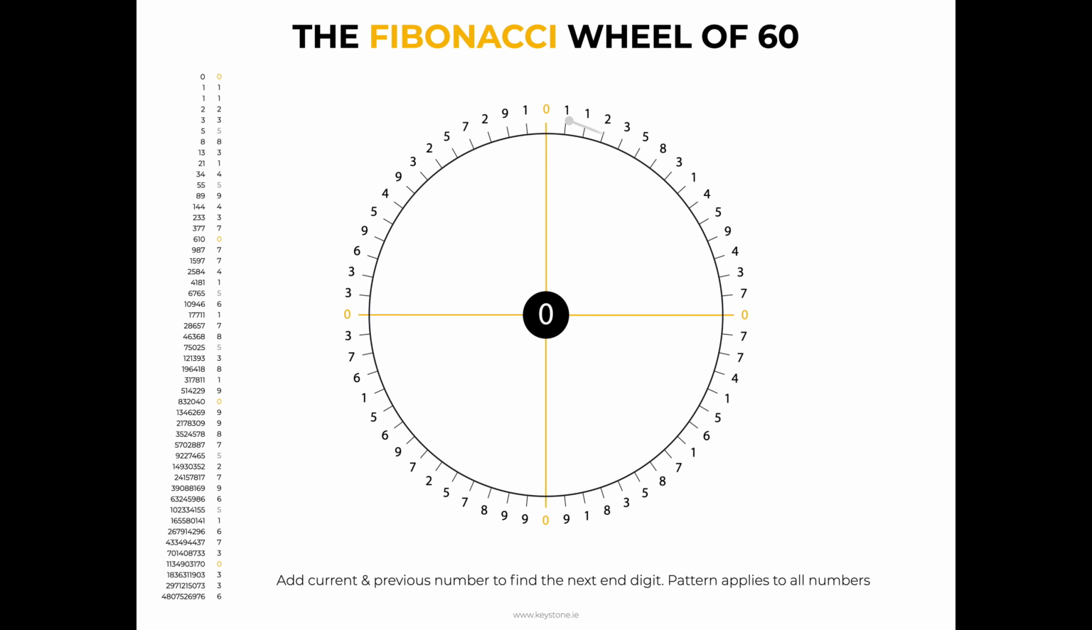So if we start with 1 and go to 8, which is 30 degrees later, so 1 plus 8 is 9. 9, and if we add 9 to the previous, 9 plus 8 is 17, so the last digit is 7. 7 plus 9 gives us 16, so the last digit will be 6. And this pattern goes all the way around this Fibonacci wheel of 60. So this pattern works for every single number on this Fibonacci wheel.